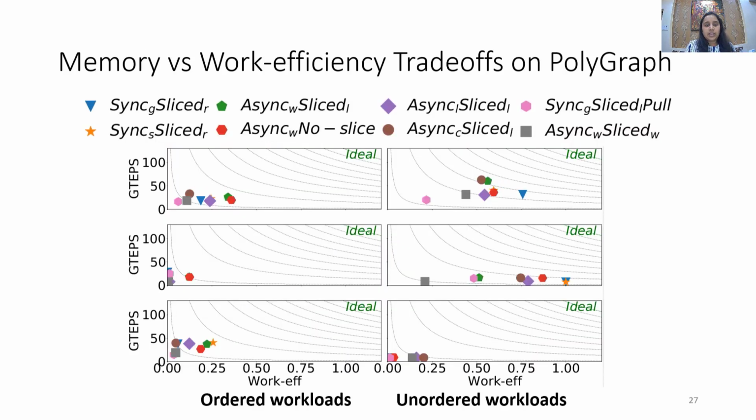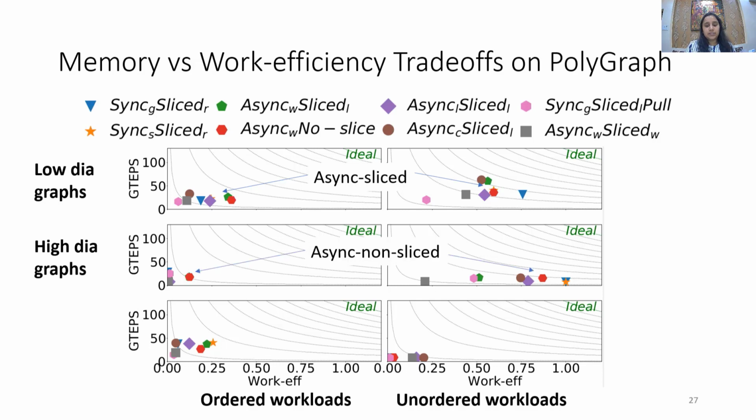In the first graph, we show the memory versus work efficiency trade-offs of different algorithm variants on PolyGraph. The y-axis shows the throughput in giga traversed edges per second, and the x-axis is the work efficiency. The first column shows the ordered workloads, while the second column is for unordered workloads. For low diameter graphs, we find that the asynchronous slice variant performs the best as it is closer to the ideal performance. The reason is that the slice variant optimizes for work efficiency, which is critical for low diameter graphs. For high diameter graphs, the non-sliced variant is better because this variant idealizes work efficiency.